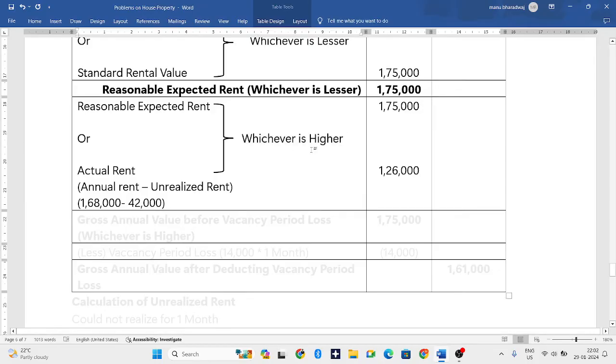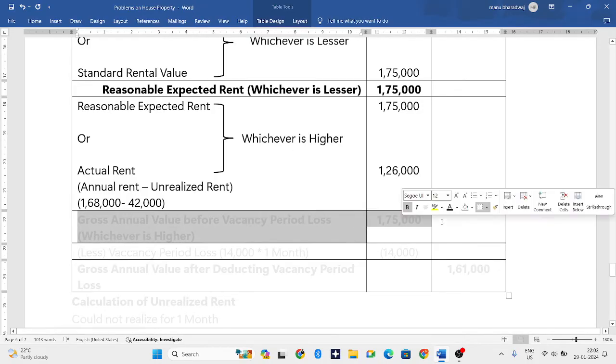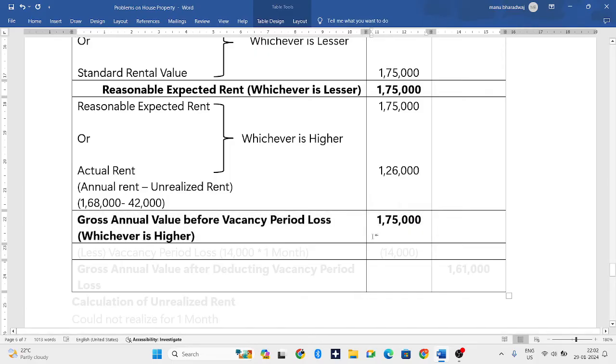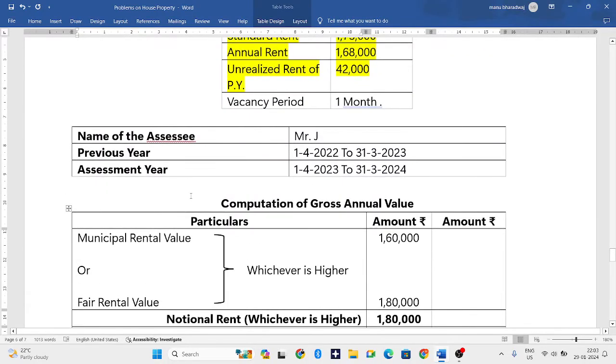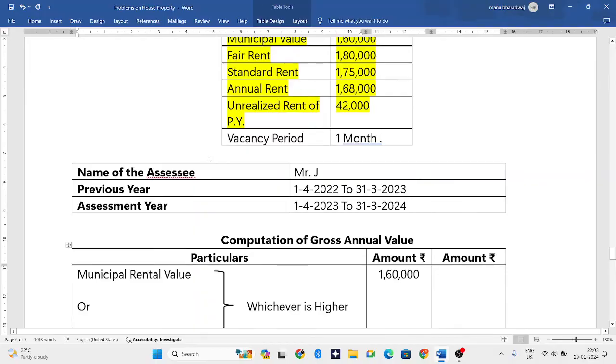Out of this, whichever is higher we will consider as GAV, gross annual value before vacancy period loss. Between 1,75,000 and 1,26,000, 1,75,000 is higher. So we write it as GAV before vacancy period loss. Now we have to subtract the vacancy period loss. In the question they have given that the house was vacant for 1 month.